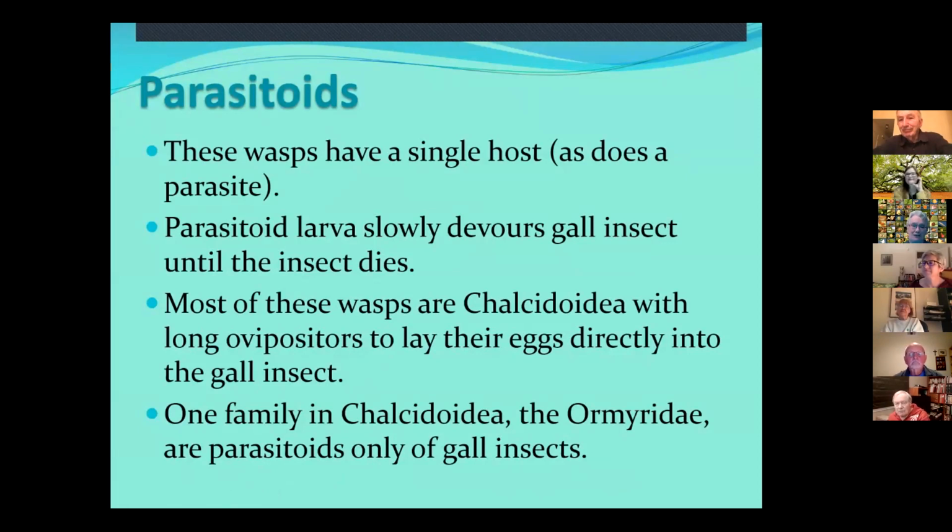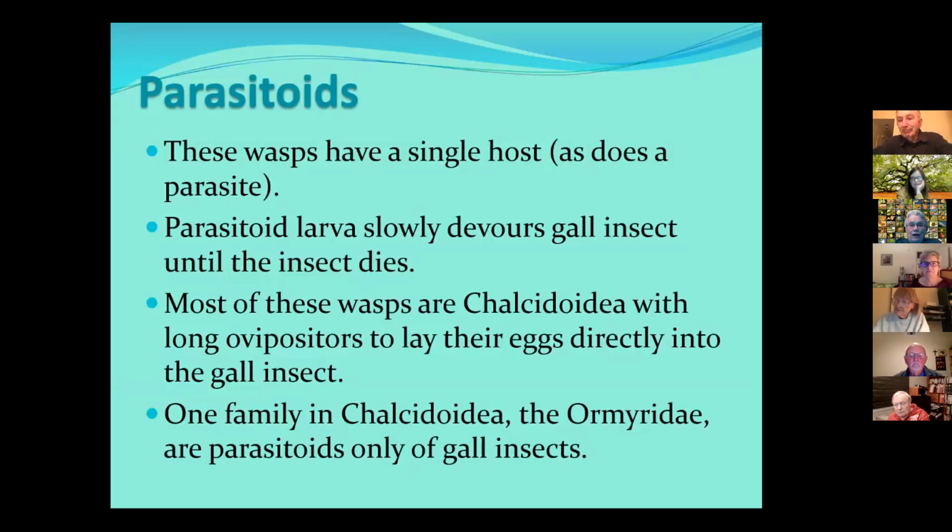All right, parasitoids. These are a special group of wasps with only a single host, just like a parasite. Think of fleas. All of those fleas live on one cat or dog, spend their whole lives on the cat or dog, taking little bits of the cat or dog's blood and being happy. Well, a parasitoid has one host, but the parasitoid larva, or larvae, we'll see sometimes they're multiple, slowly devour the host insect.